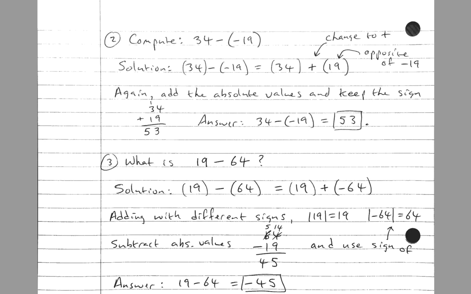Okay, example 3. Now we have 19 minus 64. So it's definitely a subtraction question. It's the number 19 minus the number 64. So keep the 19, change the subtraction to an addition, and change 64 to its opposite.